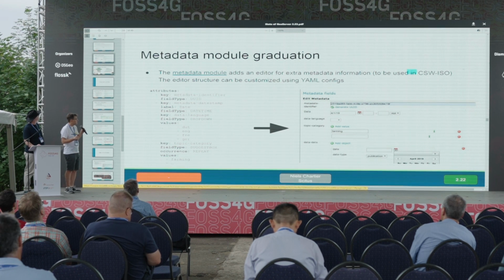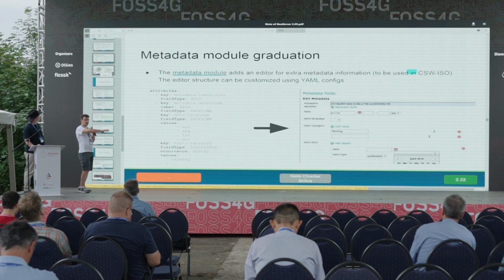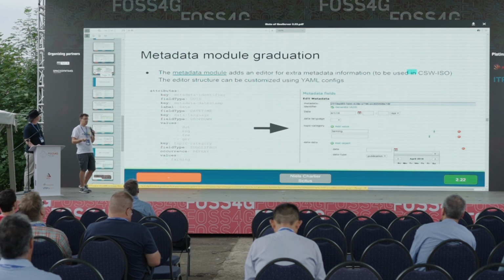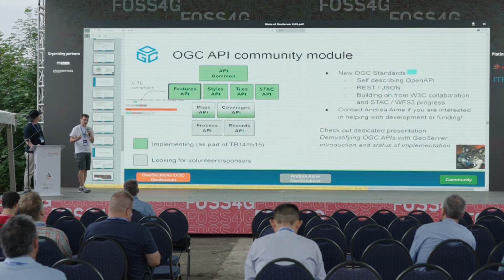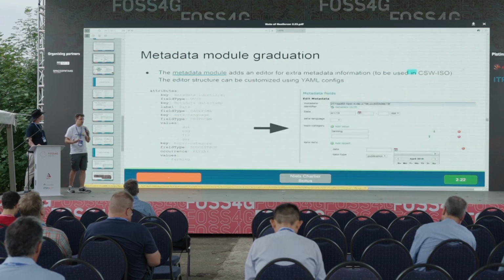In terms of customization, we have this new metadata module where you can type a little YAML file which will generate an editor in the user interface. You can edit whatever extra attribute you want, and then you can use these attributes in your ISO templates for CSW. So this makes GeoServer much more powerful in terms of the information that it can share through CSW.